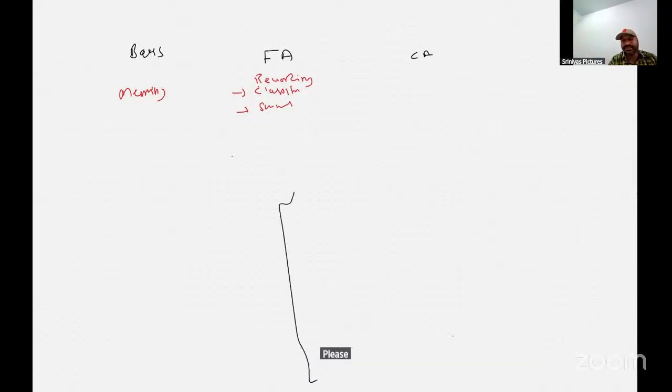Please don't use that board, Redmi 9. You are using that. You are drawing something.